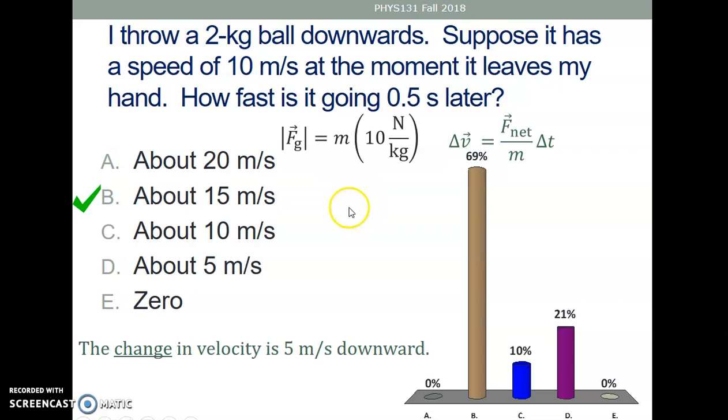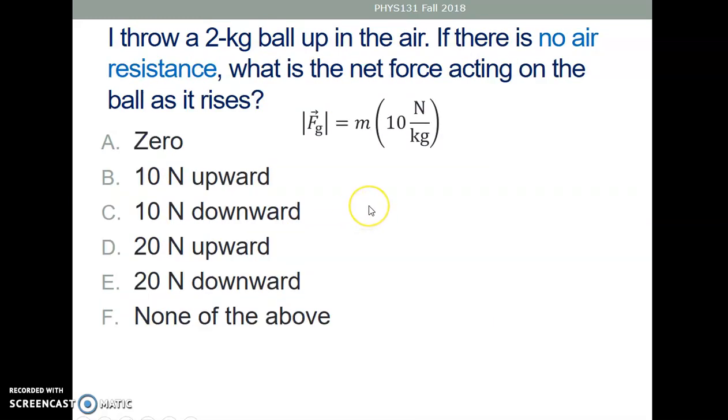Okay, so the change in velocity is still 5 meters per second downward, but now you have to add it to the initial velocity. All right, I throw a 2 kilogram ball up in the air. If there is no air resistance, what is the net force acting on the ball as it rises? Okay, is it A, 0? Is it B, 10 newtons upward? Is it C, 10 newtons downward? Is it D, 20 newtons upward? Is it E, 20 newtons downward? Or is it F, none of the above? Okay, pause the video and make your selection.